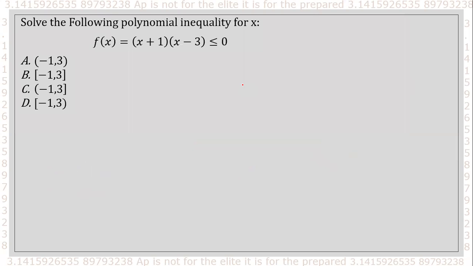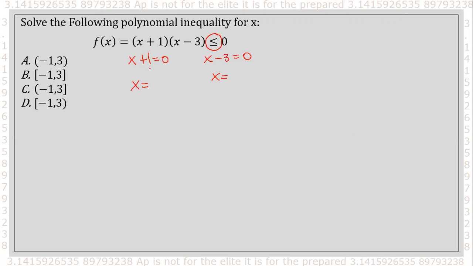Okay, let's go ahead and try the next one. For these ones right here, we're trying to find where this function is going to be less than or equal to 0. So the first thing I want you to do is find out what are the x-intercepts. Go ahead and set each one of these parentheses equal to 0, x minus 3 equal to 0, and solve. What is x?